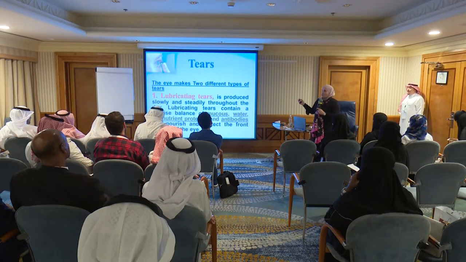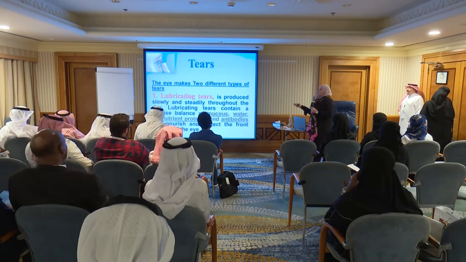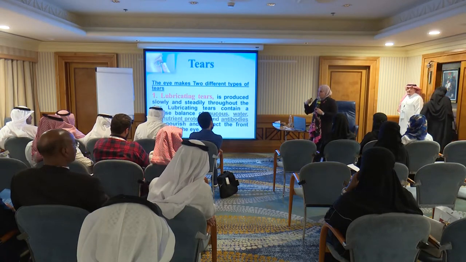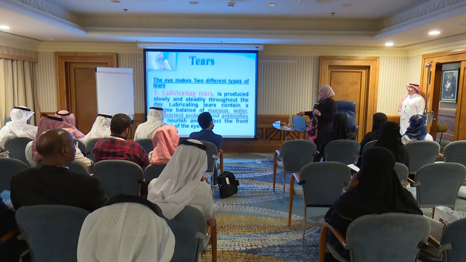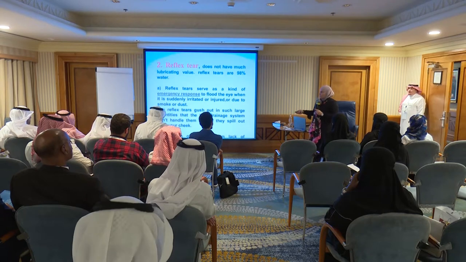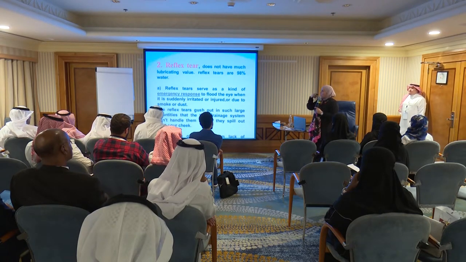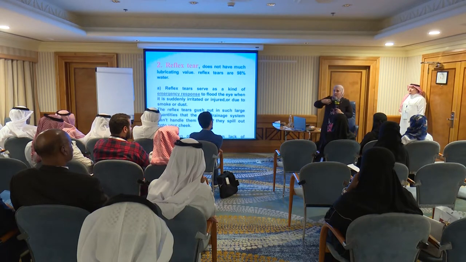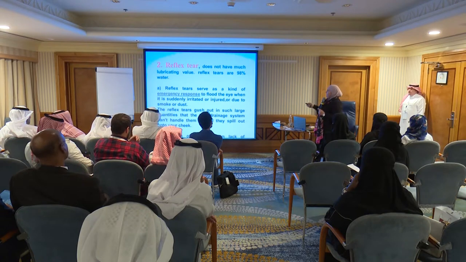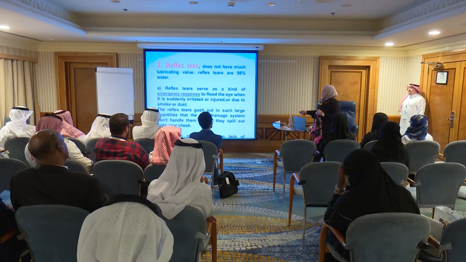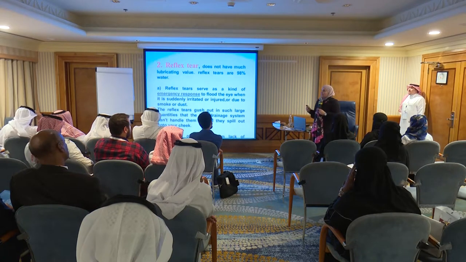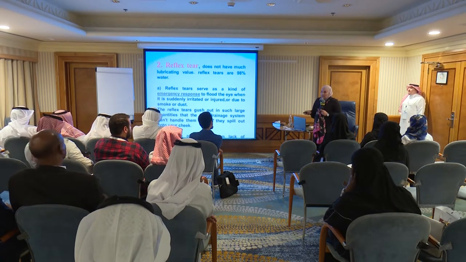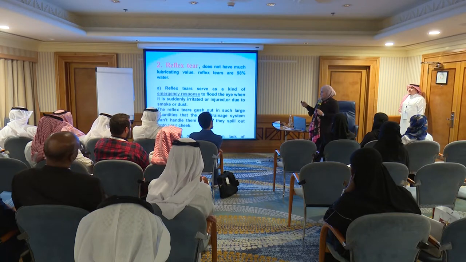Now we have two types of tears. The lubricating tears are the good tears that we need that are being produced constantly. And then we have the reflex tears. The reflex tears are the emergency response of the eye when you get something in your eye and then your eye is watering. These tears are called reflex tears, and they constitute 90%, 98% of water. So these tears are not actually lubricating tears. These are not the tears that are useful for us.